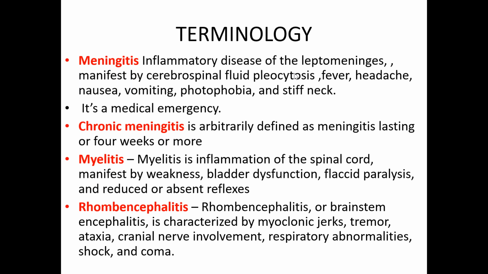They manifest with, and as you know, the brainstem controls the whole body, so they have features of respiratory abnormalities. These patients have a lot of hemodynamic instability and blood pressure fluctuations. They have cranial nerve involvement, and they go into shock. They can go into a vasoplegic distributive shock.